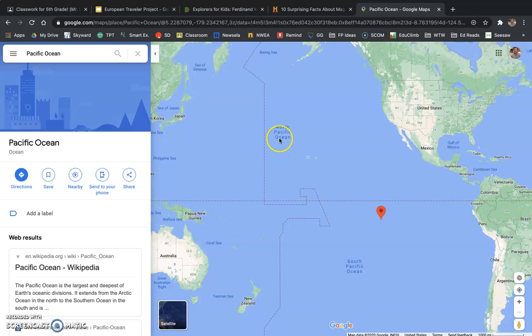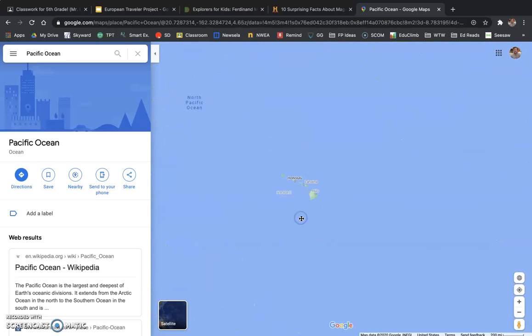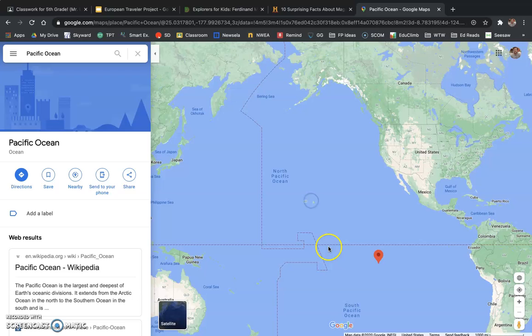Ferdinand Magellan called it that. He was the first person to call it the Pacific Ocean. And also, just really quick, in the middle of the Pacific Ocean right here, here's Hawaii. Here's our last state, Hawaii. But anyway, Pacific Ocean. Okay?